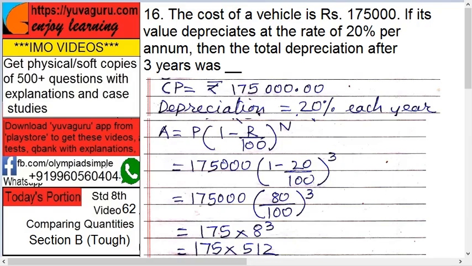In that case we use this formula, A equals P into 1 minus R upon 100, the whole raised to n. This is the same as the compound interest formula, only minus. So P is the initial cost, 175,000, into 1 minus 20 upon 100, the whole cube. So solve this: 100 minus 20 becomes 80 upon 100. 175,000 into 80 upon 100, the whole cube.